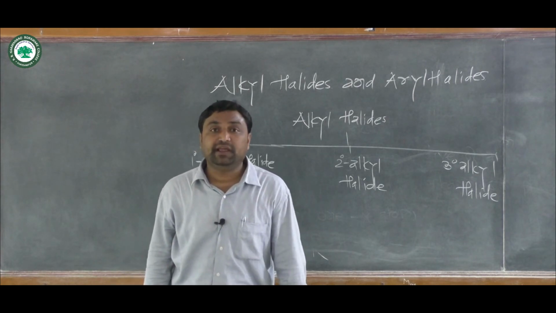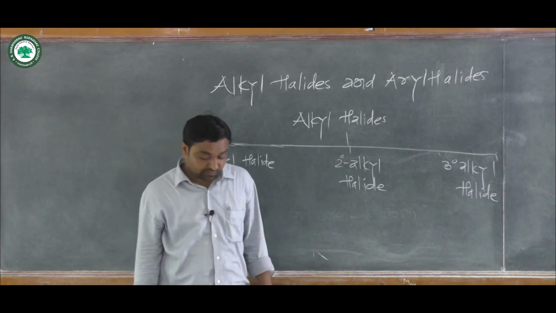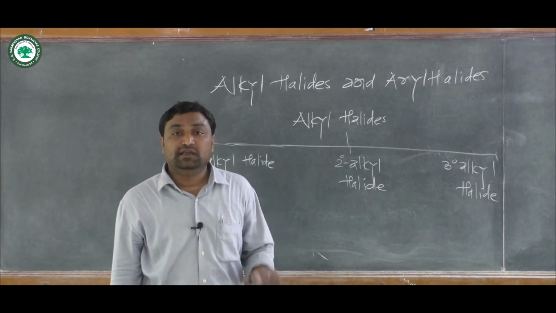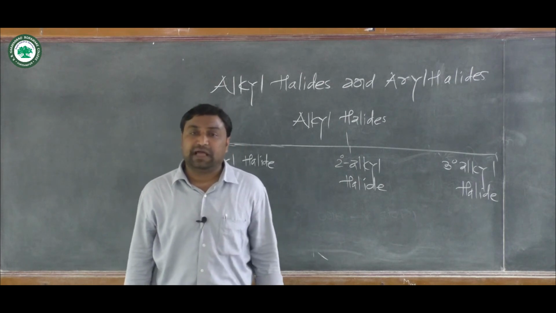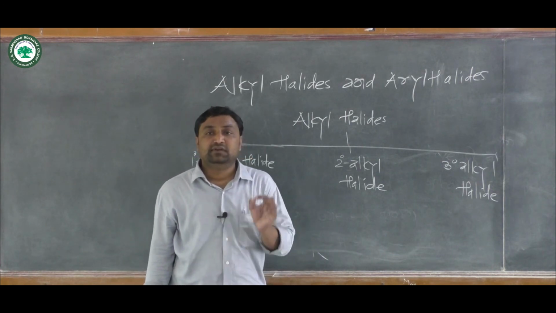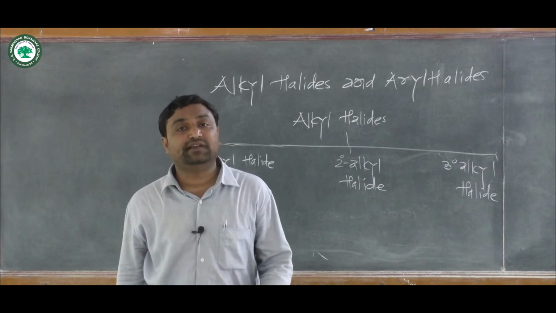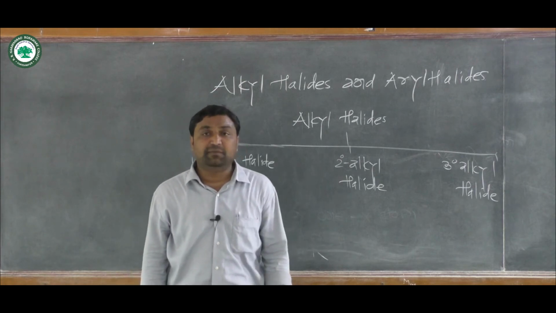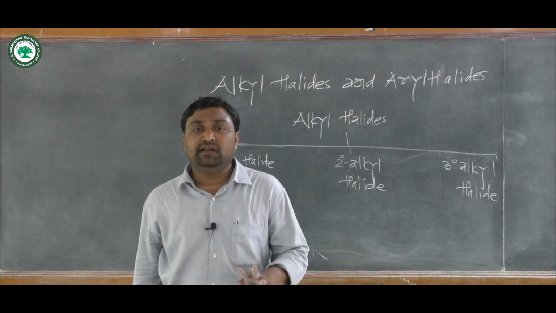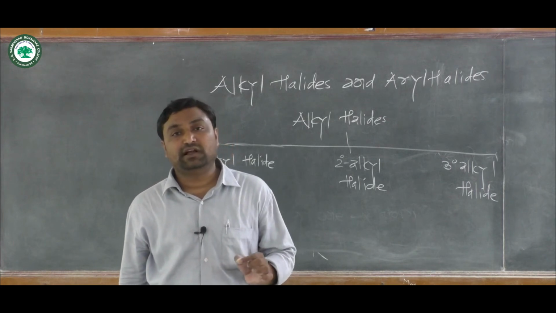what is meant by primary carbon atom, secondary carbon atom and tertiary carbon atom. We know that a carbon atom to which only one carbon atom is directly attached is called a primary carbon atom, whereas if a carbon atom has two carbon atoms directly attached to it, then that carbon atom is called a secondary carbon atom, and a tertiary carbon atom is defined as a carbon atom with three other carbon atoms directly attached to it.